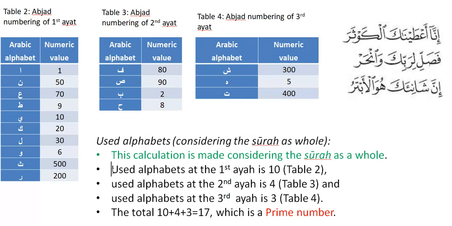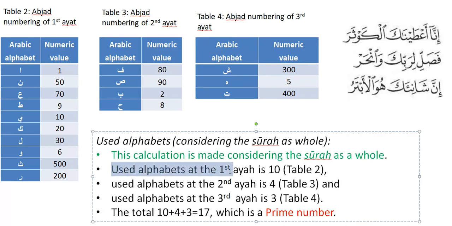In a nutshell, the number of alphabets used in the first ayat, in table 2, is 10. In the second ayat, in table 3, it is 4. In the third ayat, the used alphabets are 3. These are the three ayats in table 4. We see that 10 plus 4 plus 3 makes 17. And interestingly, 17 is a prime number.